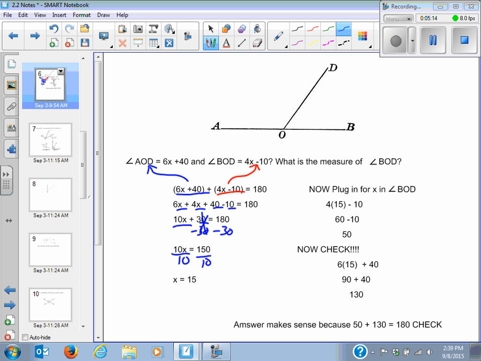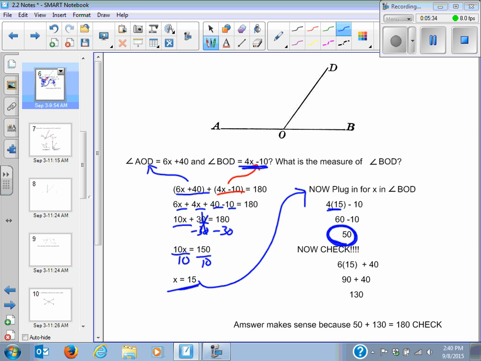And again, that's not my answer. My answer is not solve for x. It is what is the measure of an angle. So I have to plug in for BOD, which was this second one. So I had to take 4 times 15, which is 60. 60 minus 10 is 50 is my true answer.